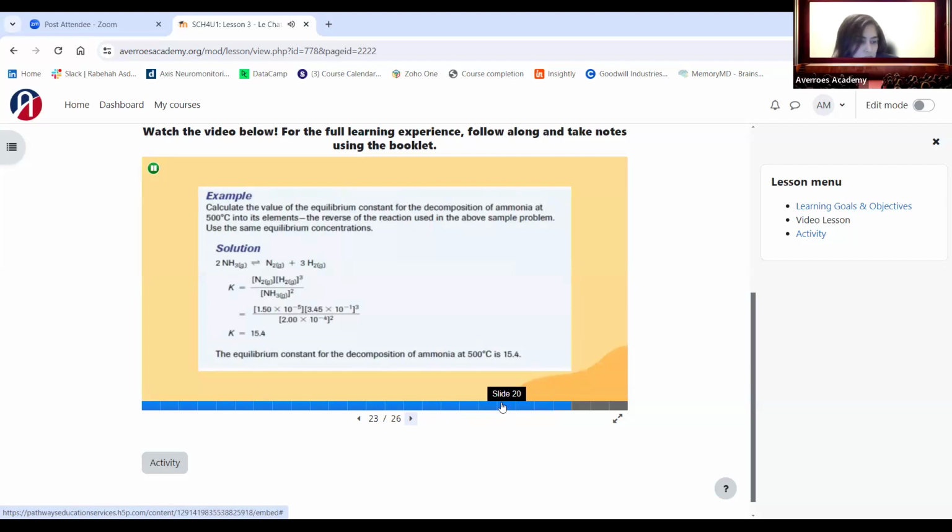So you would just simply write out your equilibrium equation, right, with the product on the top, reactants on the bottom, and those values are given to you: 1.5 times 10 to the negative 5 times 3.45 times 10 to the negative 1 cubed, and then all divided by 2.00 times 10 to the negative 4 squared, right? Those values were from the previous question, which wasn't included in the slide. And then we solve for K, which is 15.4.